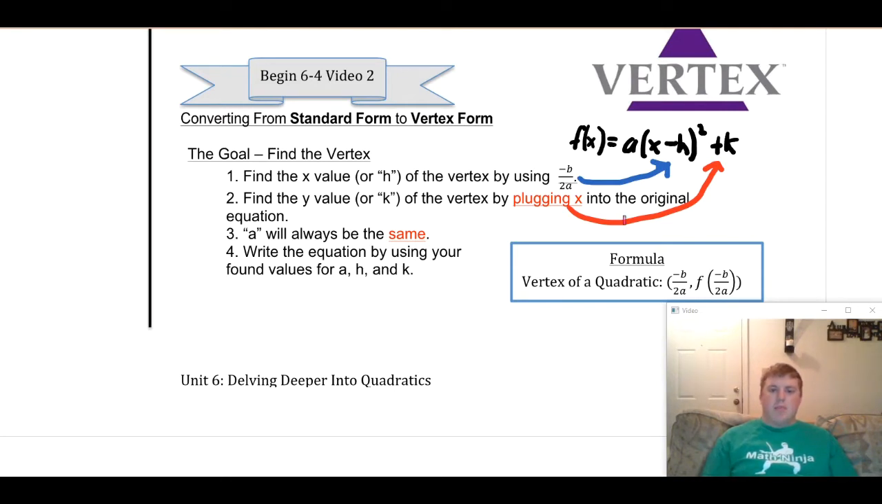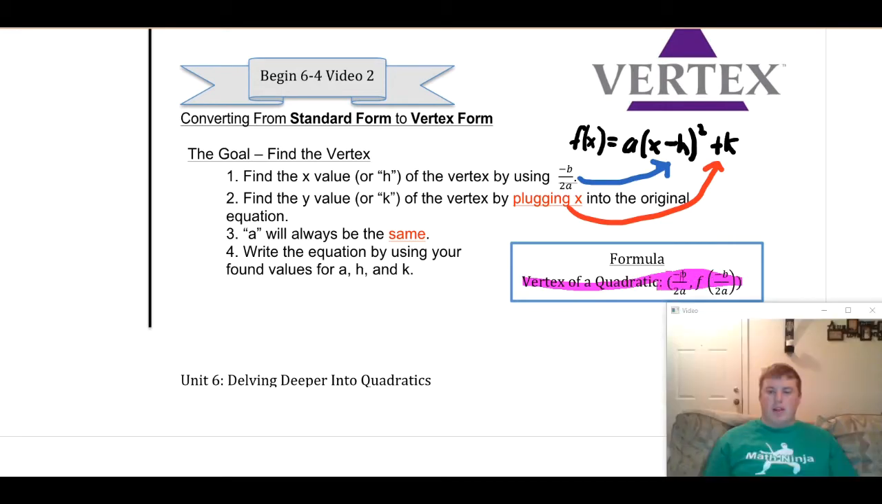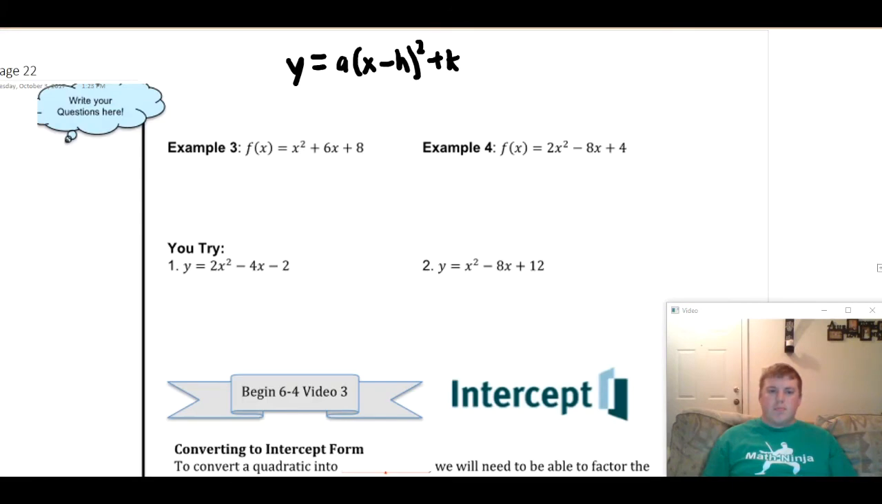And we do have, as a reminder off to the side, the formula for the vertex of a quadratic. You're going to take the negative b over 2a to find your x value, then to find your y value you're going to plug it back in. So let's go ahead and look at some examples. Alright, so again I have the vertex form written at the top of the page to help us along as we take these first notes.